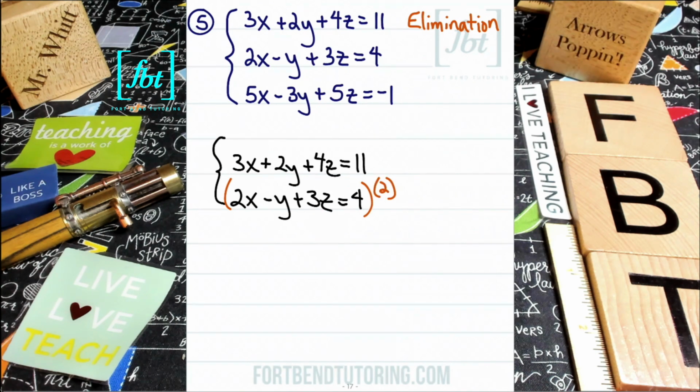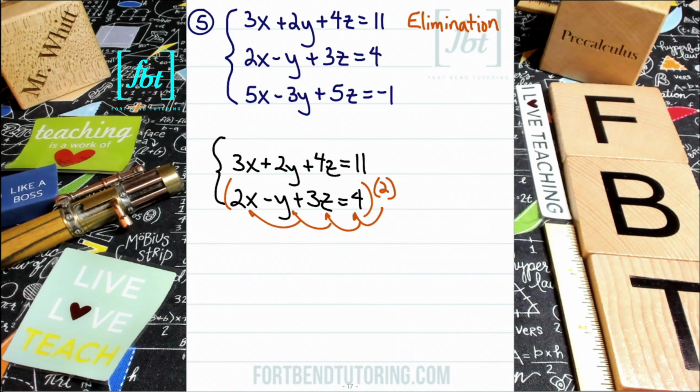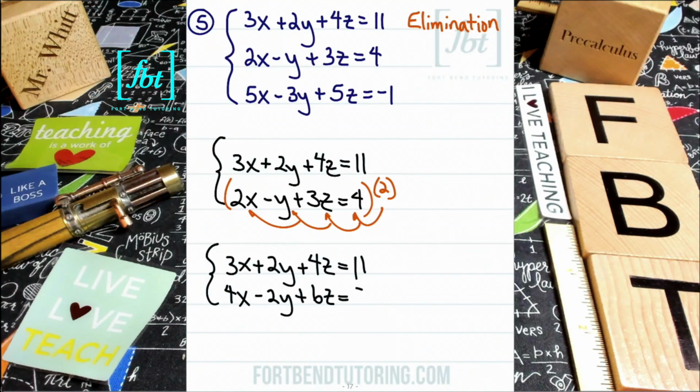And then get our arrows popping. Distributing the 2 here, we'll rewrite the system as 3x plus 2y plus 4z equals 11, and you'll have 4x minus 2y plus 6z equals 8. Now we have things set up. Your 2 y's will cancel out. We'll be bringing down 7x plus 10z equals 19, and we want to hold on to this equation. This is an equation we want to keep in mind.